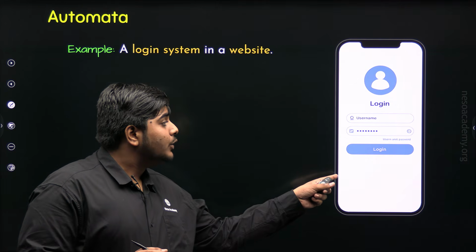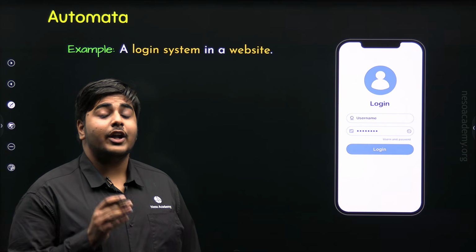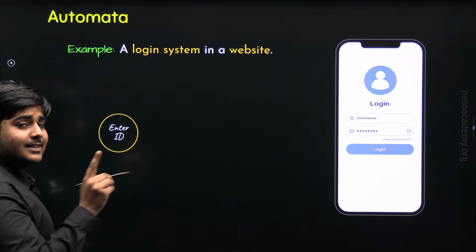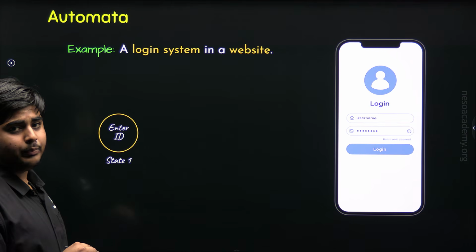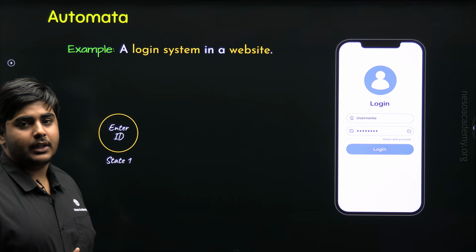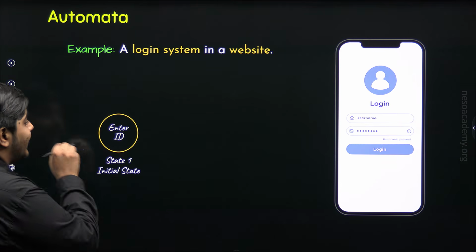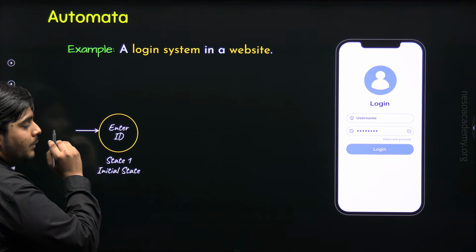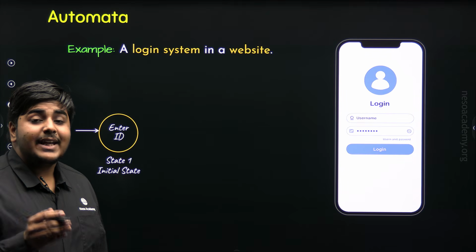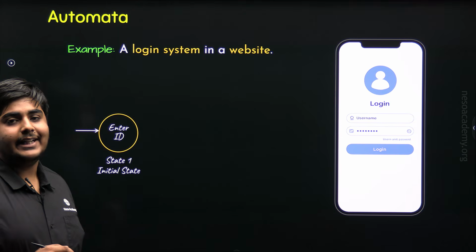Now, we are required to construct an automata for this login system. So let's design an automata or an abstract machine for this login system. So this is the very first state of the login system or our automata. This is called as an initial state because this is the first state of an automata. And in automata, initial states are represented using an inward arrow and a circle. This state is enter ID. That means the login system is in the state in which it is requesting the user to enter his ID.